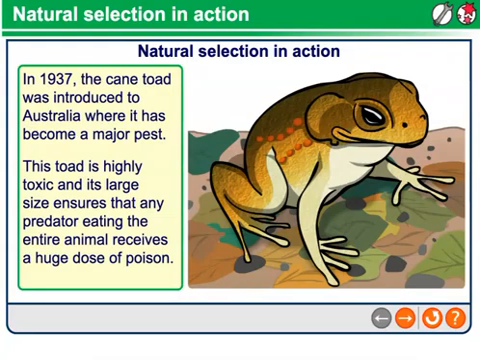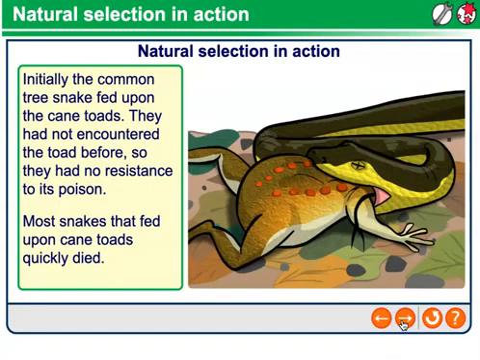In 1937, the cane toad was introduced to Australia, where it has become a major pest. This toad is highly toxic, and its large size ensures that any predators eating the entire animal receives a huge dose of poison. Initially, the common tree snake fed upon the cane toads as they had not encountered them, and so they thought it was okay for them to eat those toads, and they had no resistance to the poison. Most snakes that fed upon cane toads quickly died.